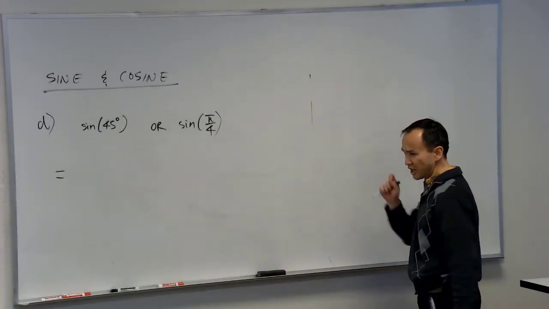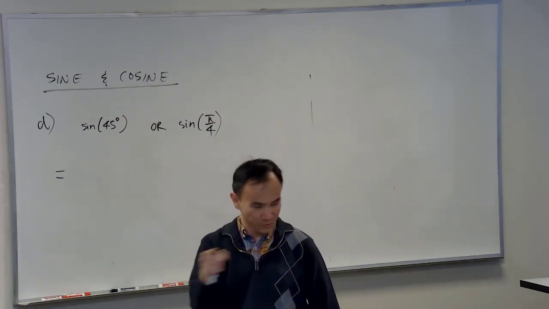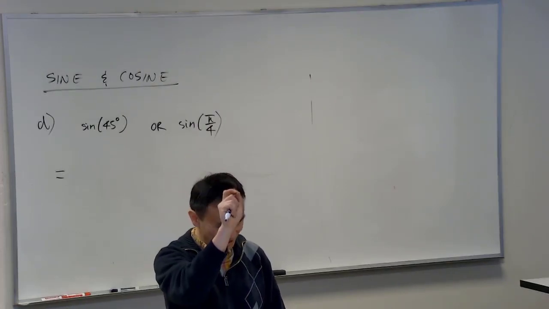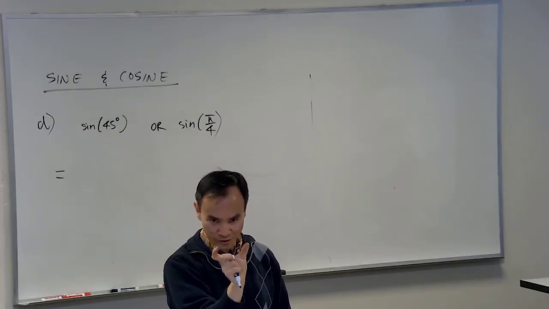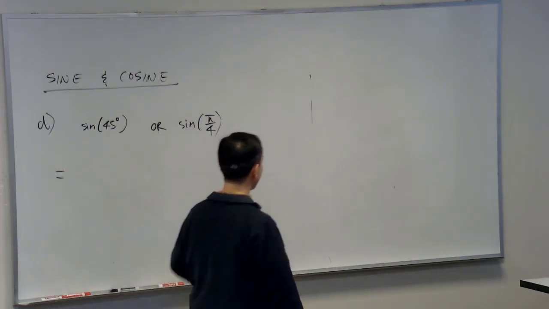So remember, sine or cosine refers to the vertical or the horizontal coordinate. Sine is the vertical coordinate of the terminal point. Cosine is the horizontal coordinate of the terminal point again. The x value and the y value.